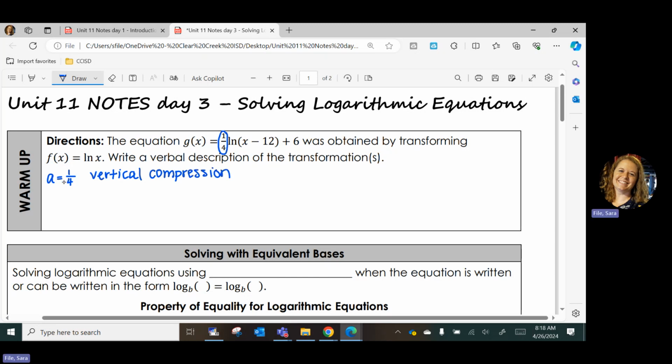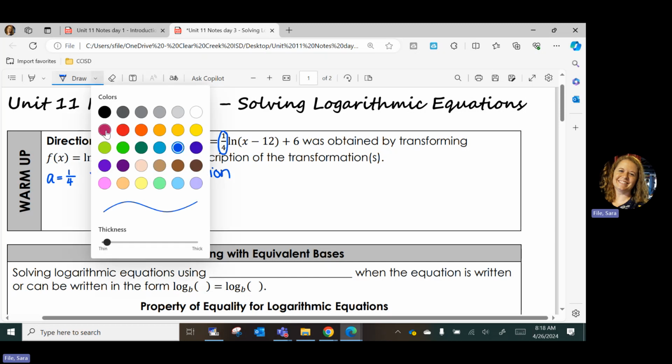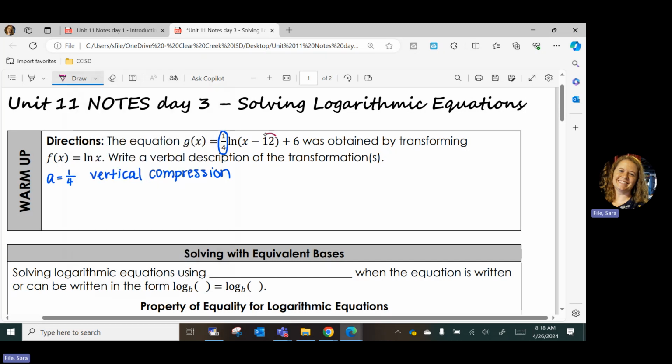If it were negative, it would be a reflection over the x. This one is not negative, so no reflection. Okay, the next value we need to identify is that 12. Is that H or K? And it's inside with the x. Good. And remember that the H is the opposite sign that you see there because it's x minus H.